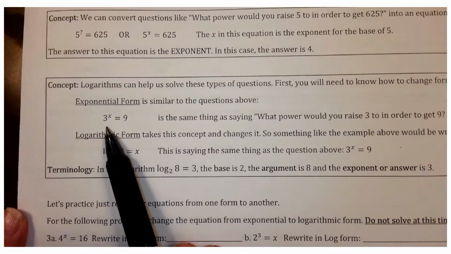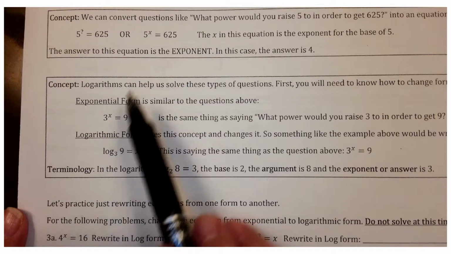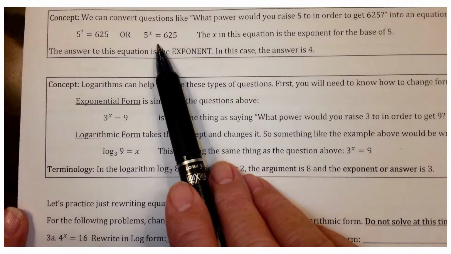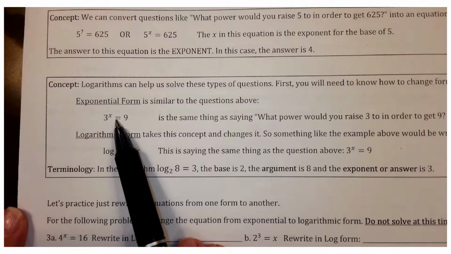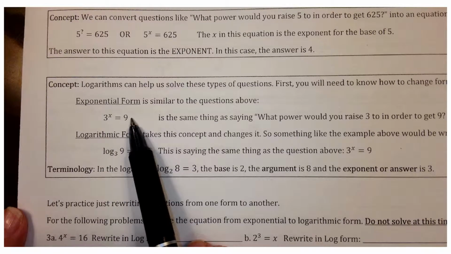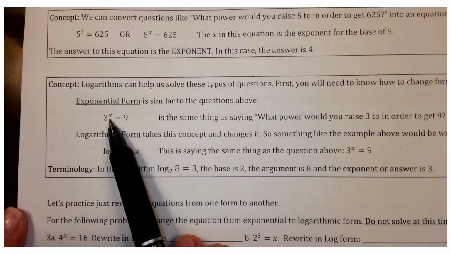So we may have an exponential form very similar to what we had just then with the 5 to the x equals 625. And now we've got 3 to the x equals 9. This is called exponential form. 3 to what power equals 9. And instead of saying what power, we're really putting an x there. We're trying to figure out that exponent.